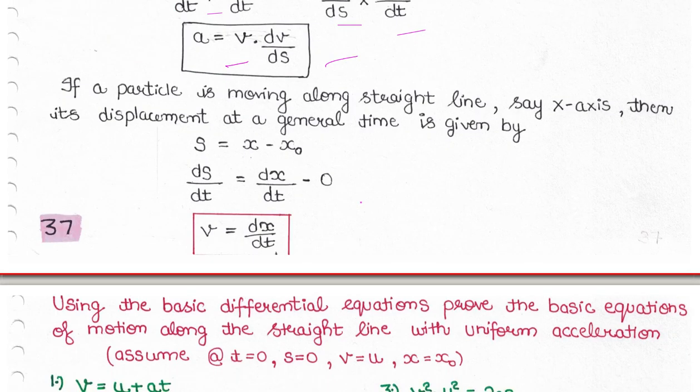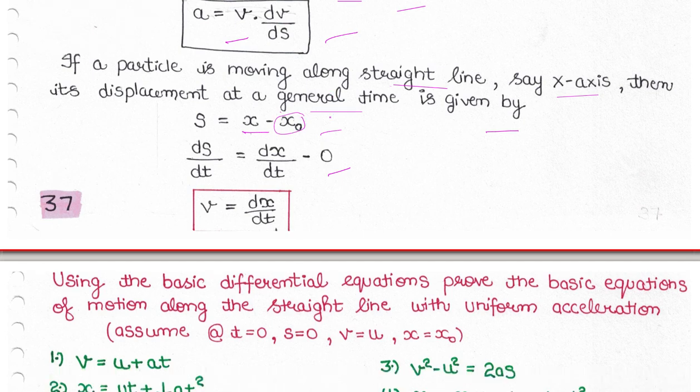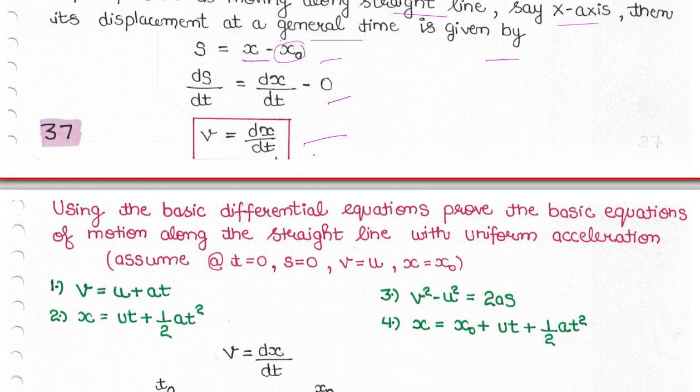Now, if a particle is moving along a straight line, say along the x-axis, then its displacement at a general time is given by s is equal to x minus x0, or ds/dt is equal to dx/dt minus 0, where x0 is a constant value, or v is equal to dx/dt.